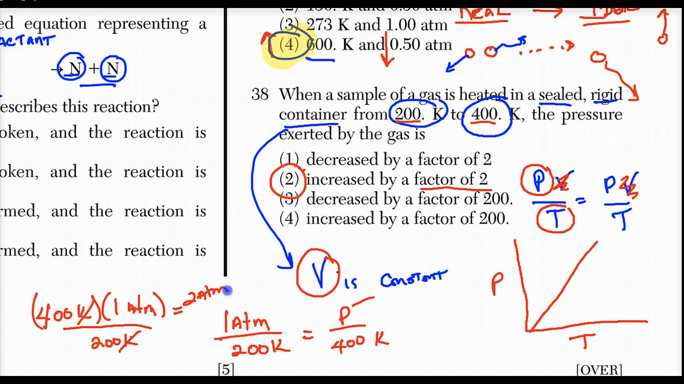And notice all of your units cancel. Kelvins cancel except atmospheres, so I'm left with 2 atmospheres. So I solved for it if I wanted to. Now I had to make up a pressure unit, but 2 ATM. Nice little problem. So 38 is number 2. And I know the wording can get people sometimes. A factor of 2, you know, a factor of 2 is just doubling. Okay, so 38 is 2. Number 39.